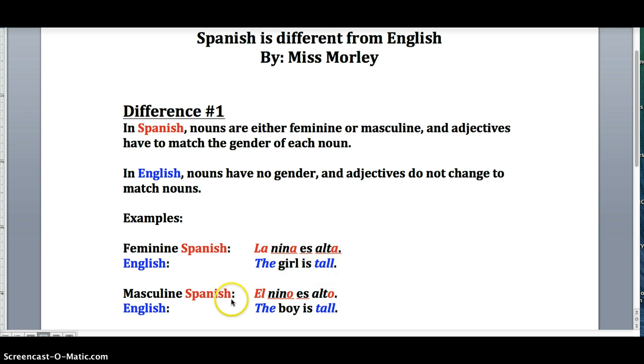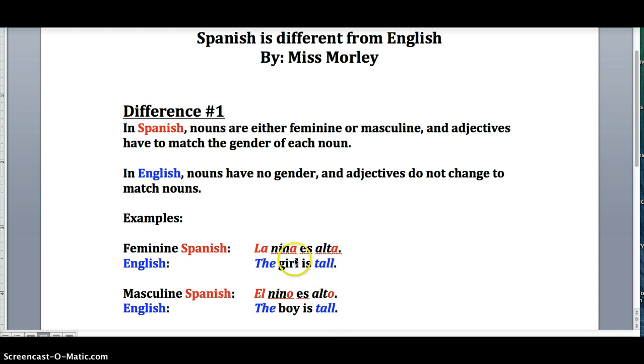Okay, let's look at the masculine. The masculine in Spanish is el niño es alto. So niño means boy. It's a masculine noun. And so our adjective alto needs to change to match niño. Also, the article el is what's appropriate because we're talking about a word that ends in O and is therefore masculine. In English, however, we have the boy is tall.